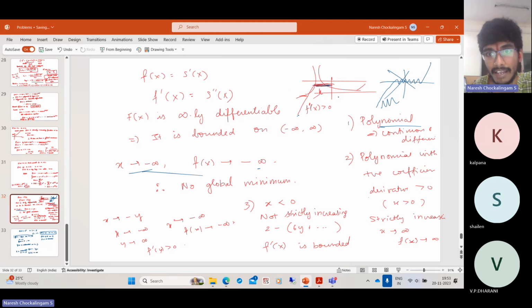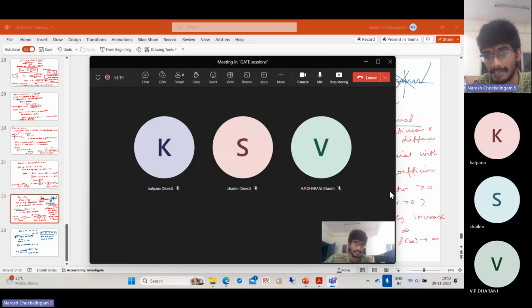For any real interval you're taking, which is a subset of the real line, f of x is bounded, f dash of x is bounded. That's what I mean. Bounded means it doesn't go to infinity, basically.